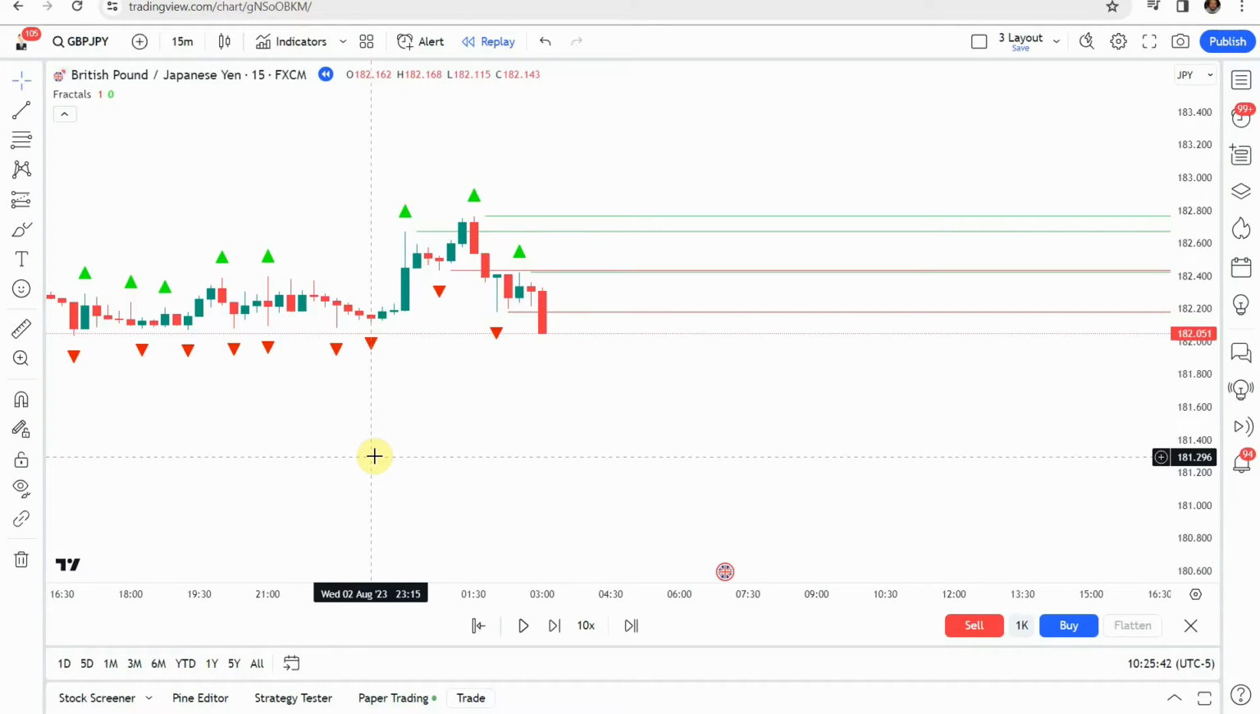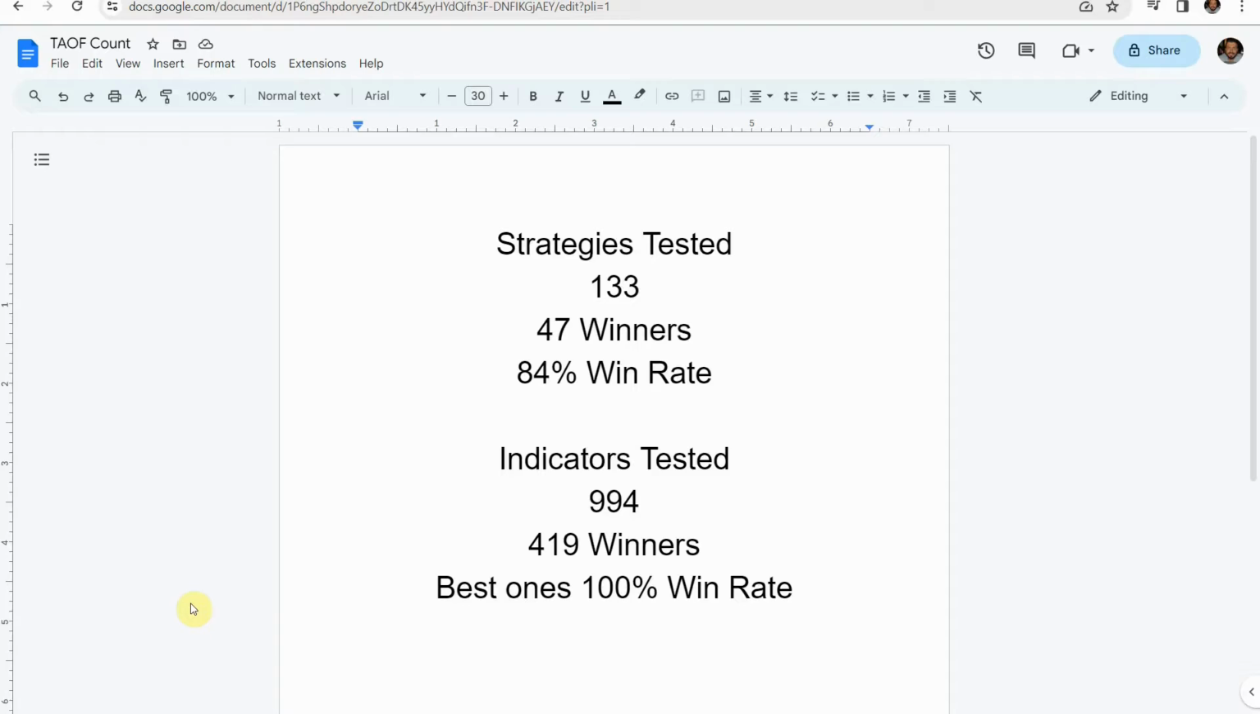Alright, as I said, today we will be testing a 15-minute day trading strategy. Before we do though, I wanted to put the testing scoreboard up for everyone to see. So to date, we have tested a total of 133 different strategies, with 47 of them being winners. The best one so far was able to achieve an 84% win rate. That is the Academy of Forex strategy with the Z-score probability indicator.